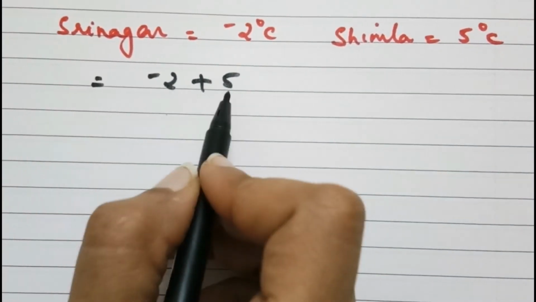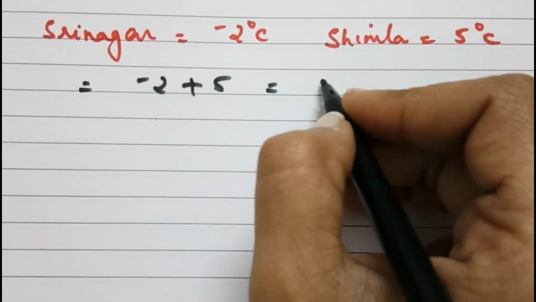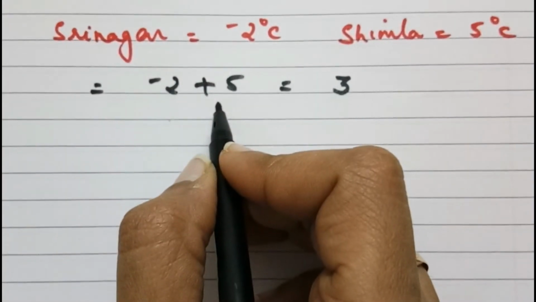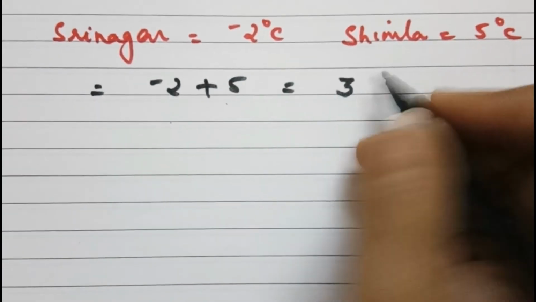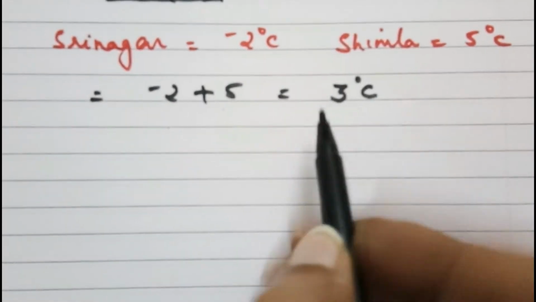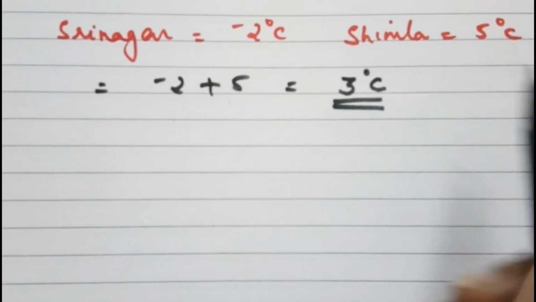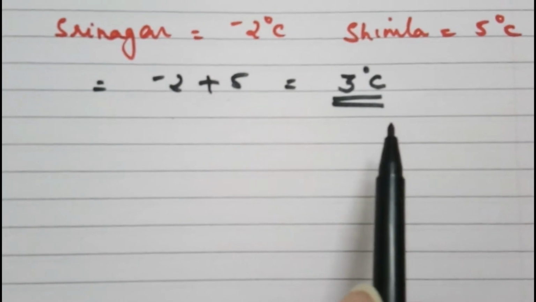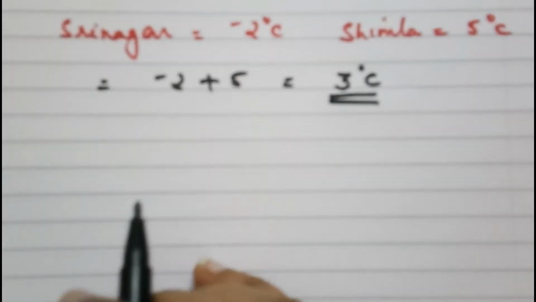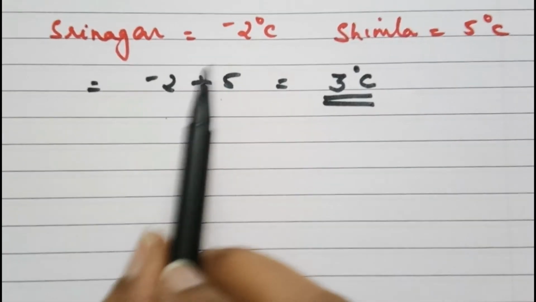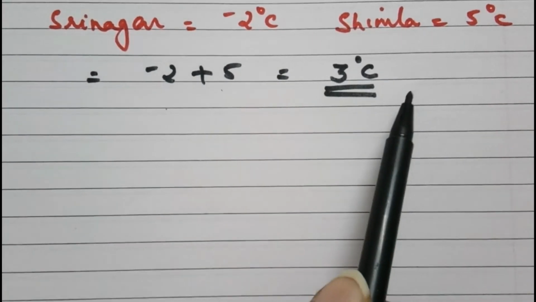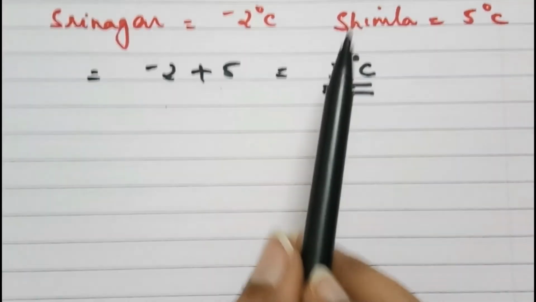Since there is 1 minus and 1 plus, the result will be the difference of the two with the higher number's sign, that is positive sign here. So the temperature difference between these two places is 3 degrees Celsius. Now, what is the question asked? The question asked is whether the temperature of Srinagar and Shimla when taken together is less than the temperature of Shimla.